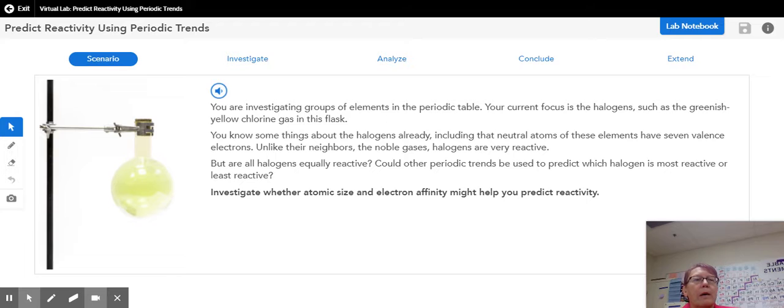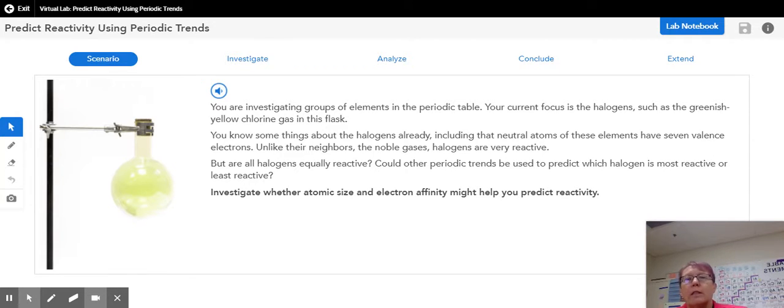An example of a halogen is the greenish yellow gas inside the flask on the left side of the screen. It says you know some things about the halogens already, including that neutral atoms of these elements have 7 valence electrons because they're in group 17. Unlike their neighbors in group 18, the noble gases, which are very unreactive, the halogens are very reactive.